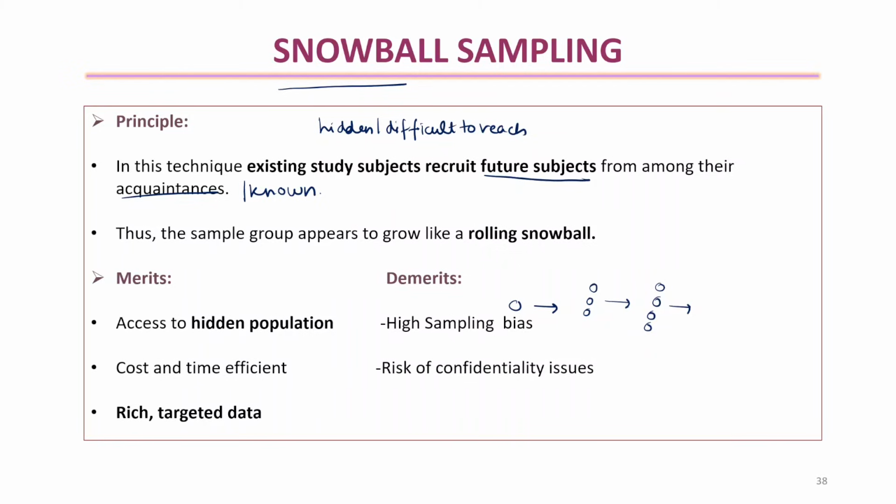So that's why it is also known as snowball sampling. The biggest advantage is that it allows the researcher to access populations that are otherwise very difficult to access. That is the hidden population. It is cost and time efficient, and the researcher also gets rich and targeted data. However, because participants recruit people from their own social networks, there is a high risk of sampling bias. There may also be confidentiality concerns.